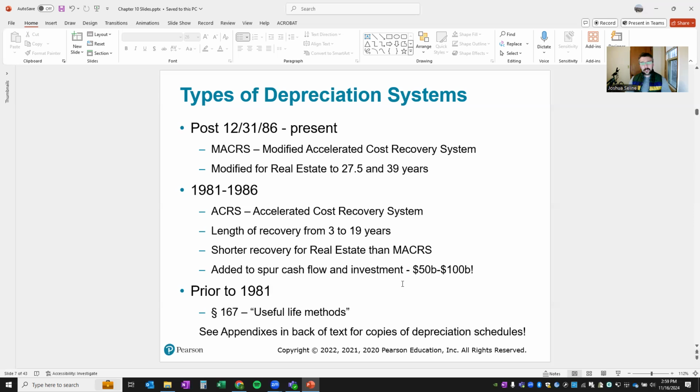Prior to 81, it was the useful life methods. How long is this thing going to be useful for? That's kind of your depreciation system. It has gotten far more complicated since 1981.